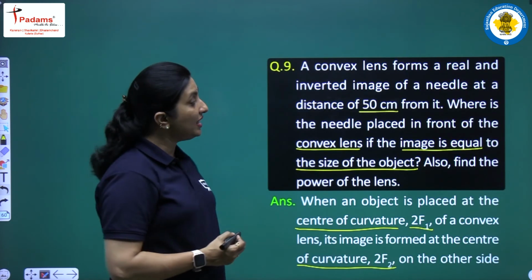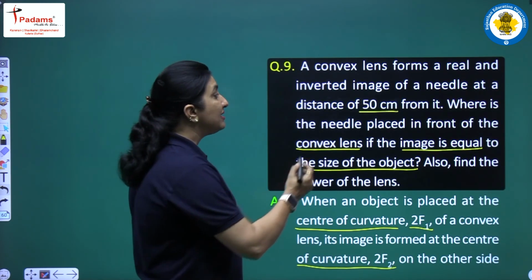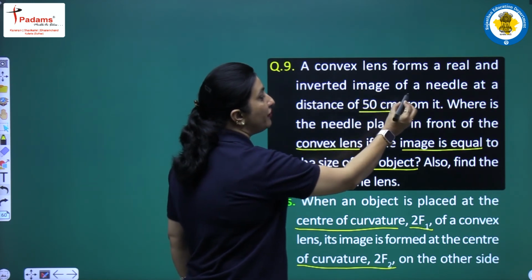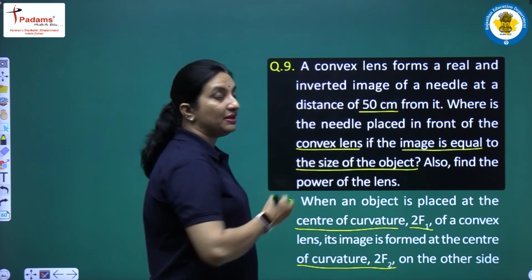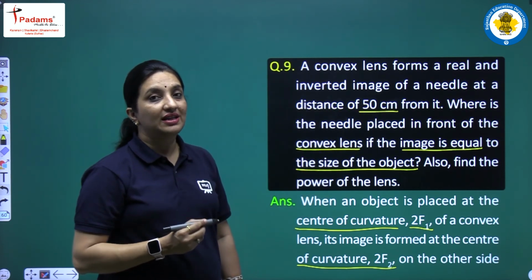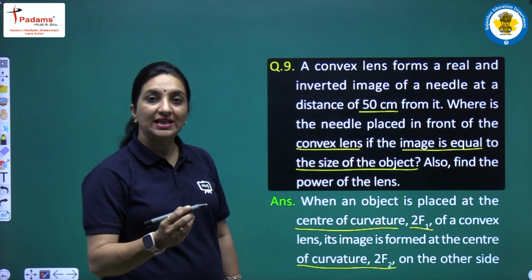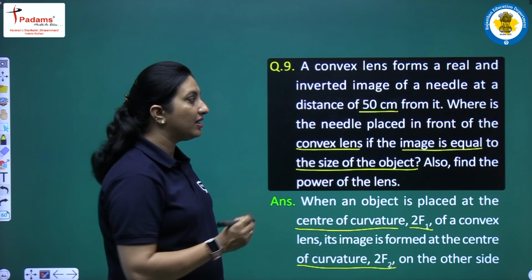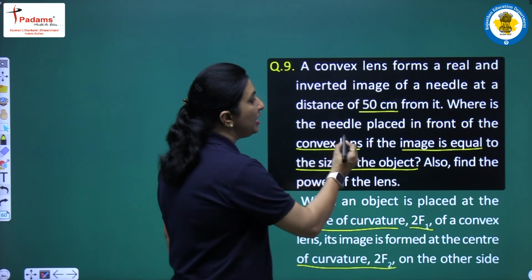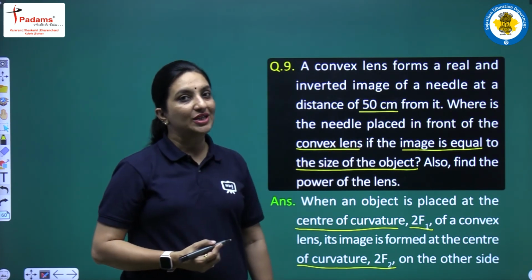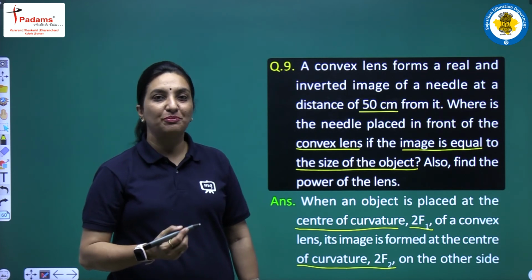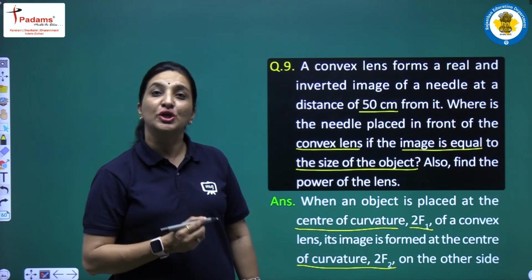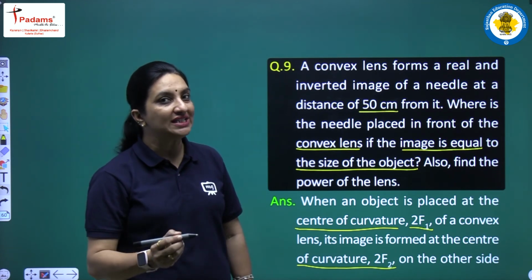Now students, what we need to calculate here is that what is given, that a real and inverted image of a needle at a distance of 50 centimeters. So what is given here? It is given that the image is formed at 50 centimeters from the lens, that is V is given, and what we need to calculate is U, and as we know that U is the position of the object and the object is also placed at the principal focus. So U will also be 50 centimeters.